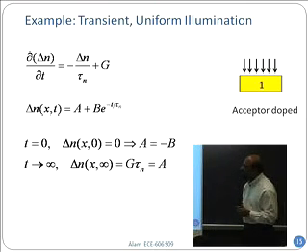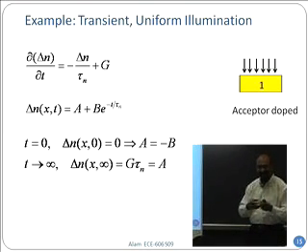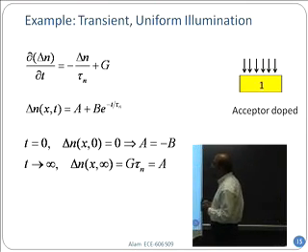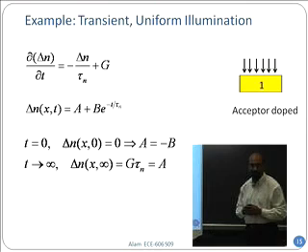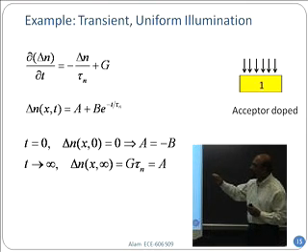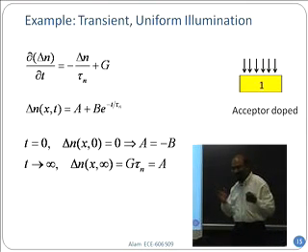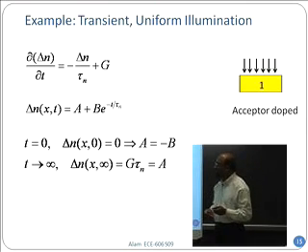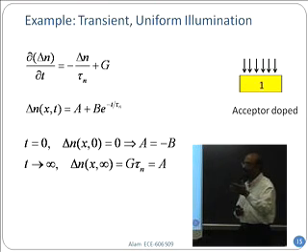Now I have delta n of x comma t. I shouldn't really have to put an x there, right? It's uniform, so I really didn't need that for the time being. But I just wanted to make sure that I put the boundary conditions in here. So what are the boundary conditions? At time t equals 0, what is delta n? No light. Delta n is 0, because I haven't started generating any carriers. And so if delta n is 0 at t equals 0, then a plus b must be equal to 0, and a is equal to minus b.